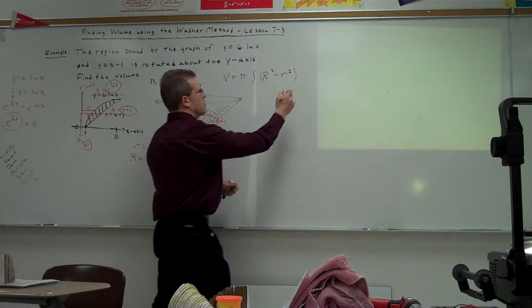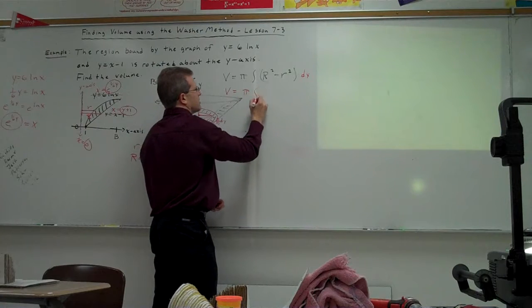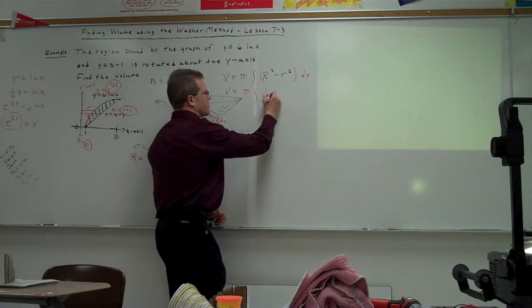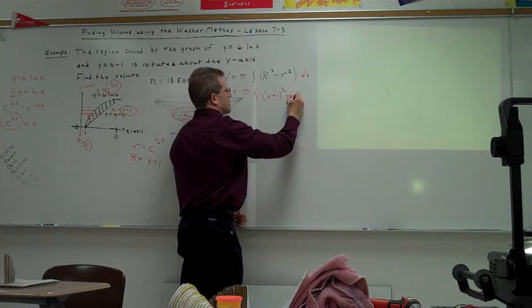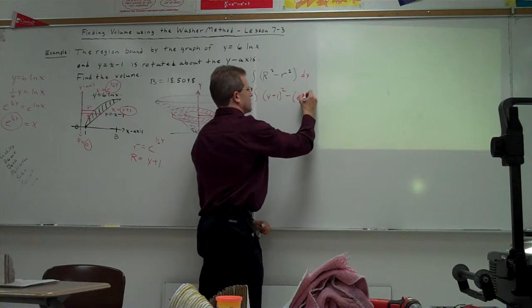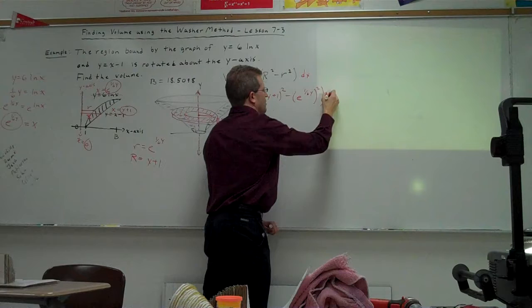We decided this was a dy right here. So our volume is going to equal pi times the integral. Our big radius is y plus 1 quantity squared, minus our little radius, which is e to the 1/6 y squared. That's all times dy.